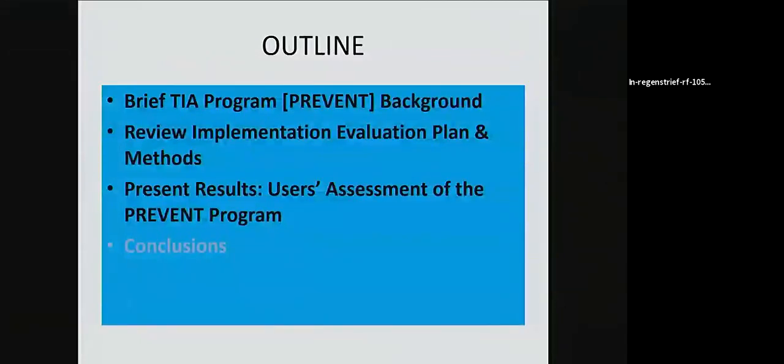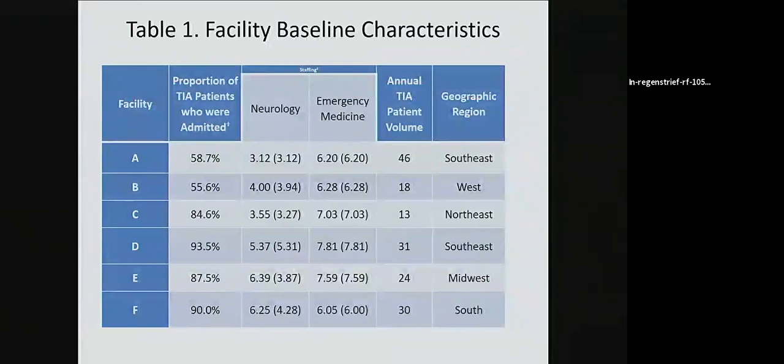Okay, next on to the results. This is just to give you some aspects of the 6 facilities. They are scattered across the geographic region, and the annual TIA patient volume is posted in there. You see some have had their volume decrease, like site C down to 13 a year, which is about once a month, and that's not that much, where others have more along the line of 3 or 4 per month.